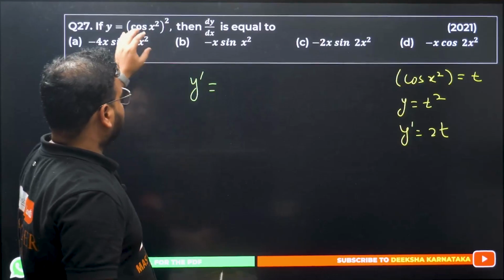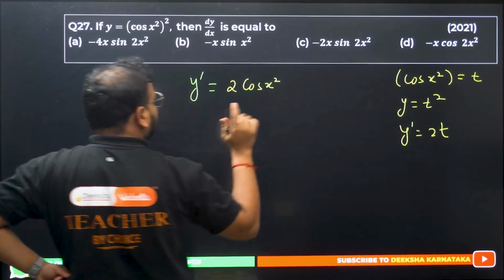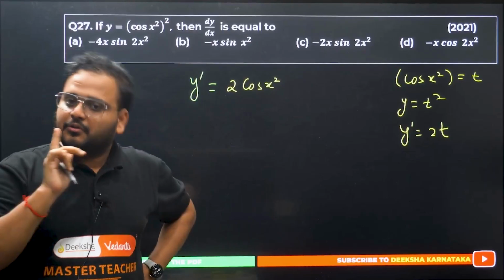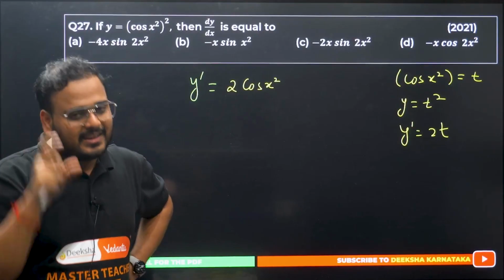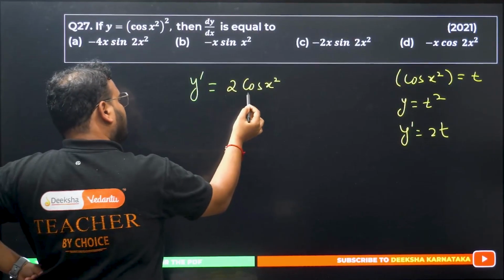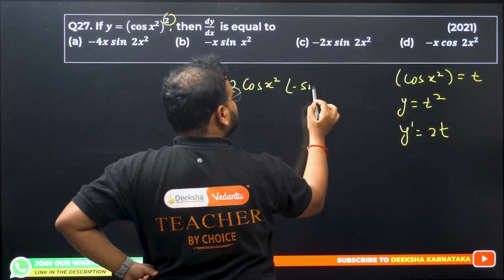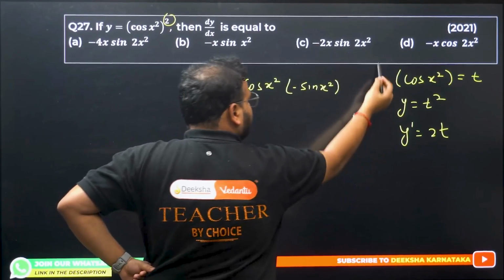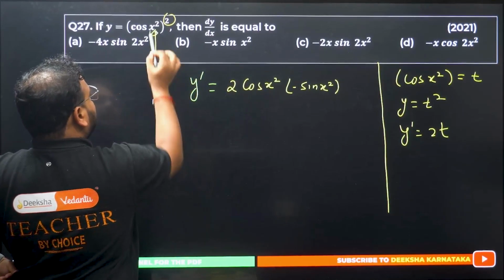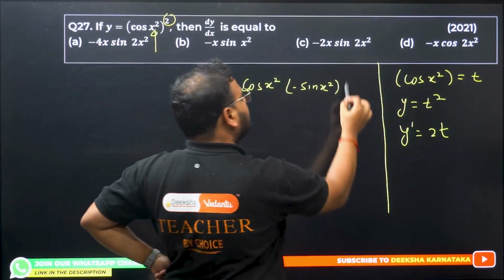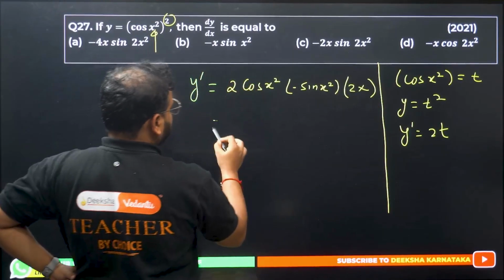In the same fashion, if you do it over here, I can write 2 times cos x square as my first function's derivative. Is it over? Of course not. I have 2 more functions to deal with in this chain rule. Next is the cos function. First was this, second is the cos. So cos will become what? Minus sin x square. Is it over? Still not over, sir, because we still have to deal with the x square. So the derivative of x square is going to be what? 2x.